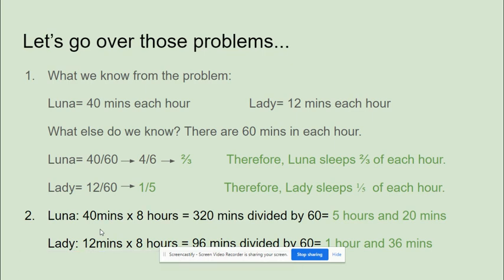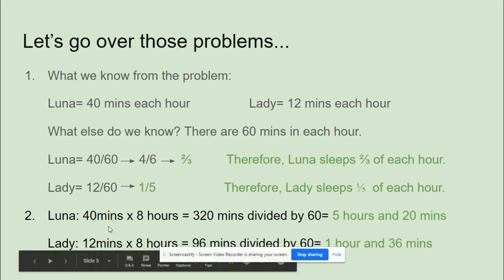The second question is, how long would they be sleeping in an 8 hour period? I'm sorry, how many minutes would they be sleeping within an 8 hour period? If Luna sleeps 40 minutes times 8 hours, that would be 320 minutes. Divide that by 60 minutes to find out how many hours, and the answer is 5 hours and 20 minutes.